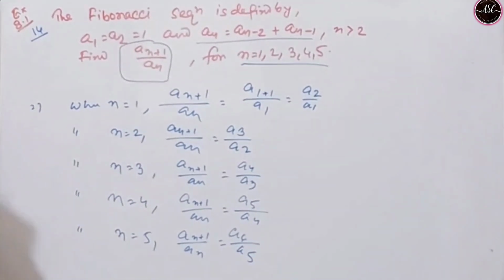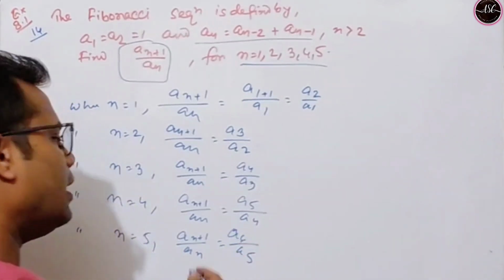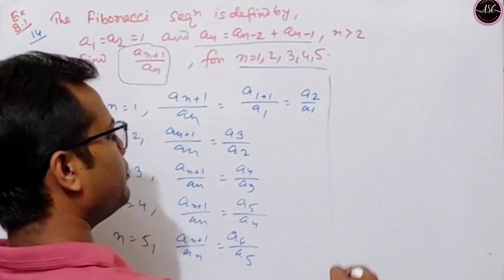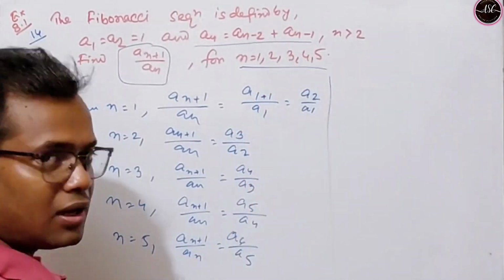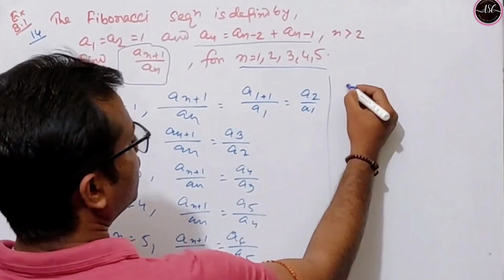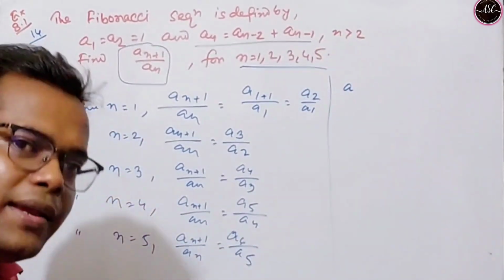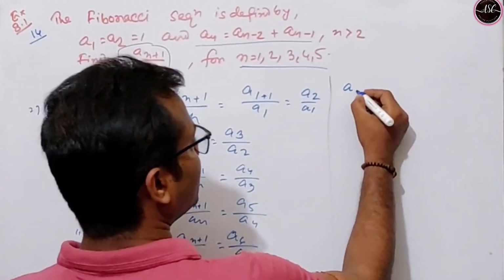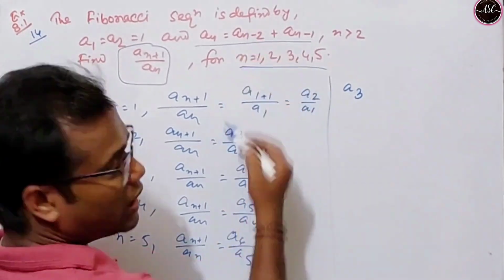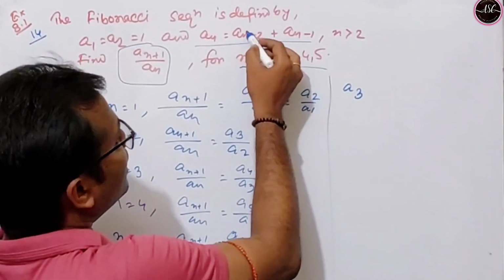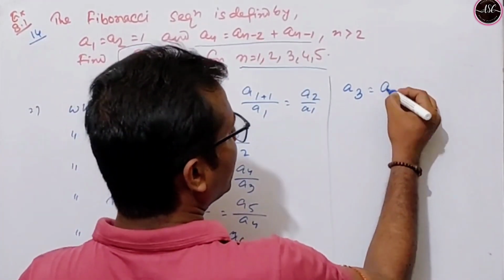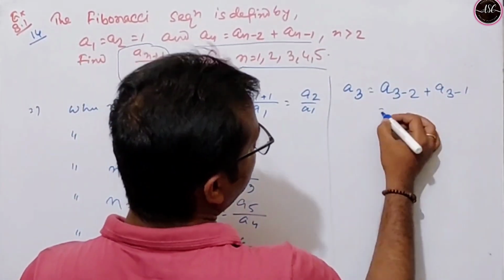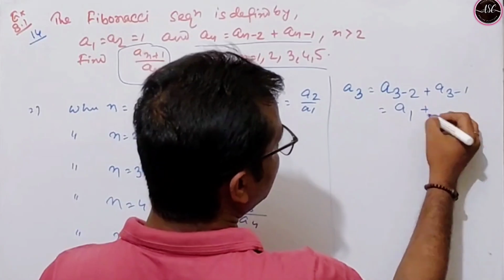So here we have to find the 6th term, that means A6, up to 6th term. So we will find the 6th term first. Just here n greater than 2, so we will find the term from the 3rd term, that means A3. Okay, here A3 equal to, just put here the 3 in place of n. So here n equal to 3, A(3-2) plus A(3-1). So this will be A1 plus A2.